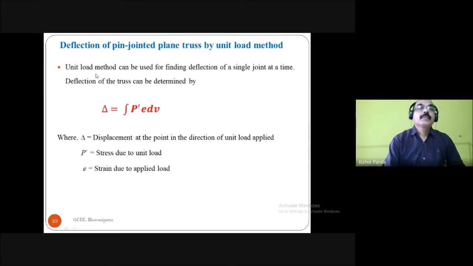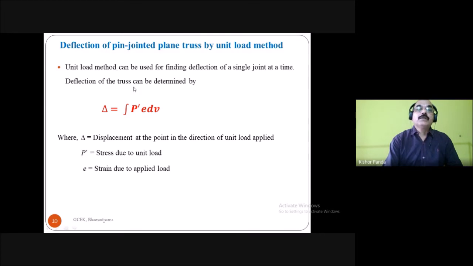To know the deflection of a pin-jointed plain truss by the unit load method. How will you find out the deflection of a pin-jointed plain truss? By the unit load method. The unit load method can be used for finding the deflection of a single joint at a time. So you can find out the deflection of a single joint at a time using the unit load method.